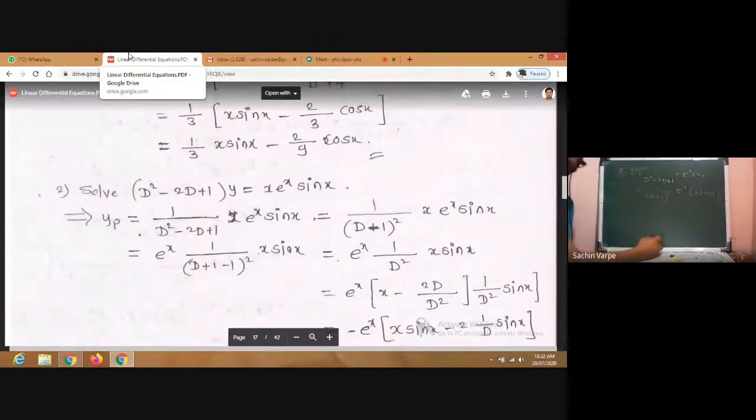So which case am I using here? The e^x into v case, isn't it? What that case says is: write this exponential function outside the operator, that is e^x, and immediately replace this D by D + a. So when I replace D by D + a, what do I get? D plus, what is a? A is 1, so D + 1, and this minus 1 as it is, into x sin x. Clear? Then this will be easy to evaluate further. That is 1 upon D² only. So phi of D is D² only, which is very easy to evaluate further.